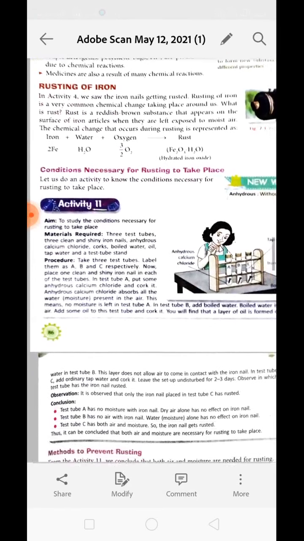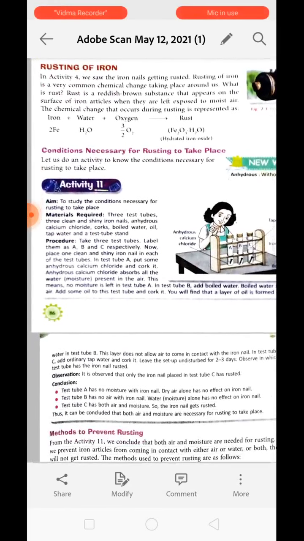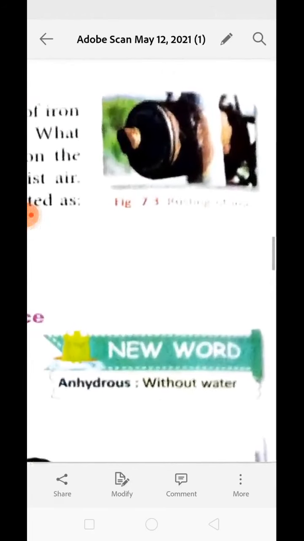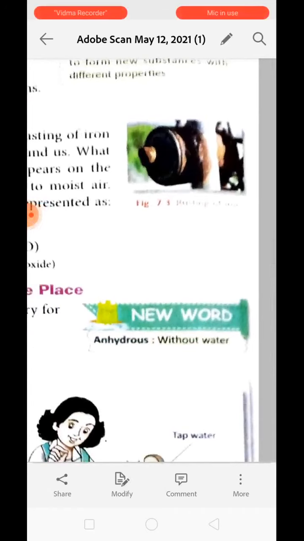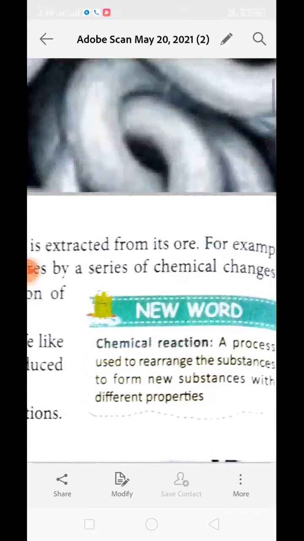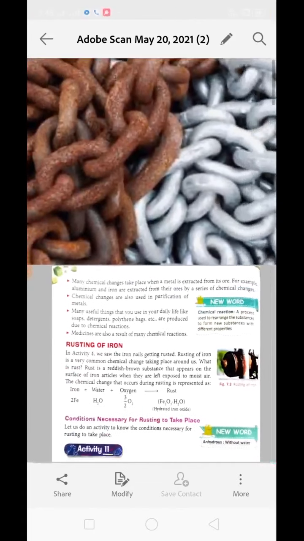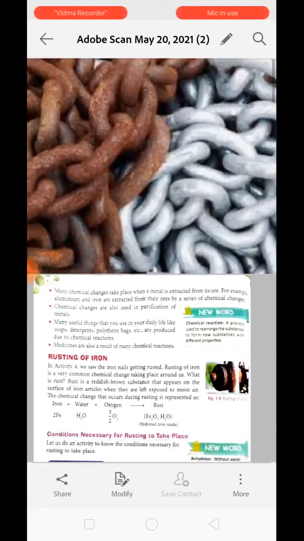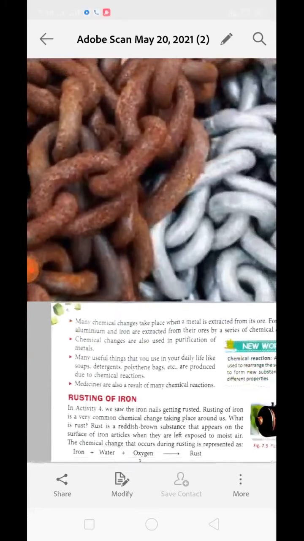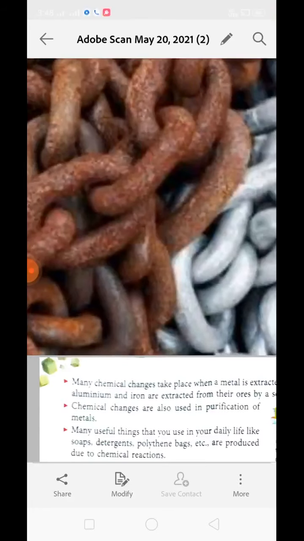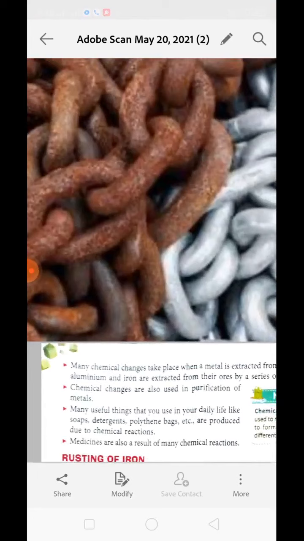You may have heard the word rusting of iron. See over here, we have an iron object which is rusted. See over here, this is another picture which shows you rusting very clearly. This is the shiny chain, whereas this is the rusted portion. A rusted portion looks reddish brown in color. So what is this rust? How does it get formed?